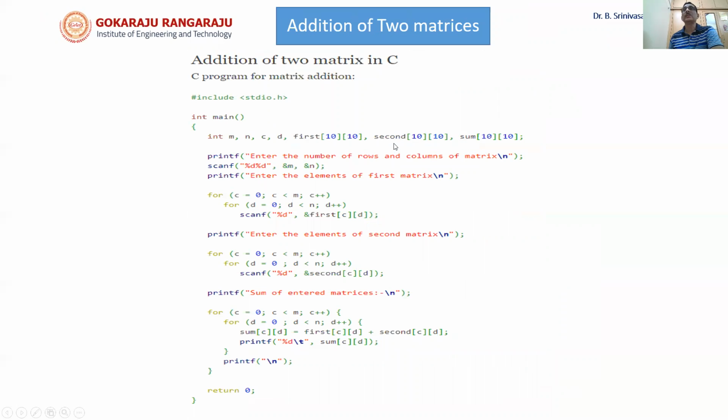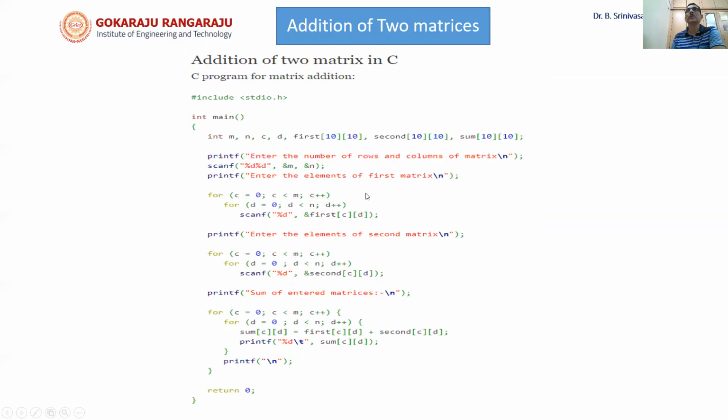Now let us see some manipulation of two-dimensional matrices with the help of addition of a matrix, multiplication of a matrix, and transpose of a given matrix. First we go for matrix addition. For matrix addition, the logic is like this. We need three matrices: two matrices for the given matrices, and the third matrix for the addition of the two matrices, which is stored in the third matrix.